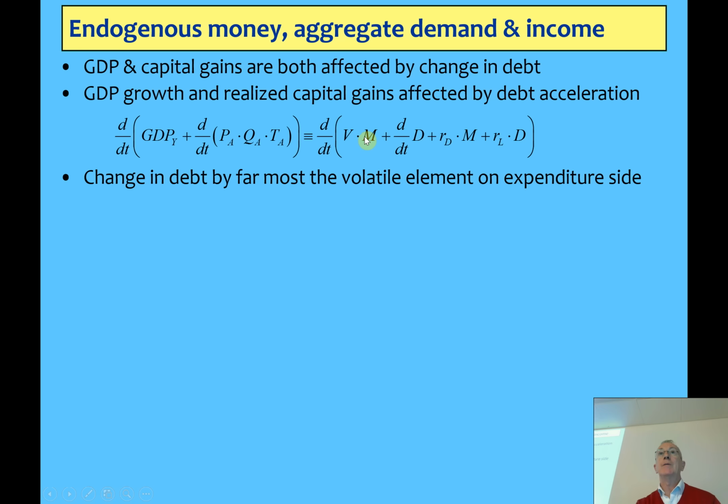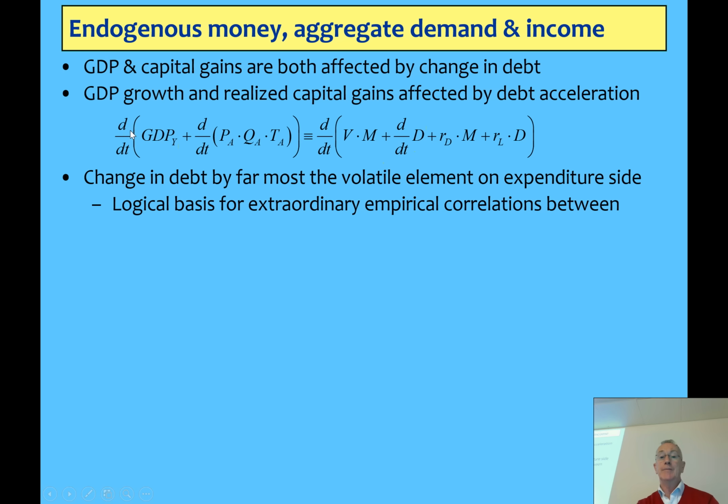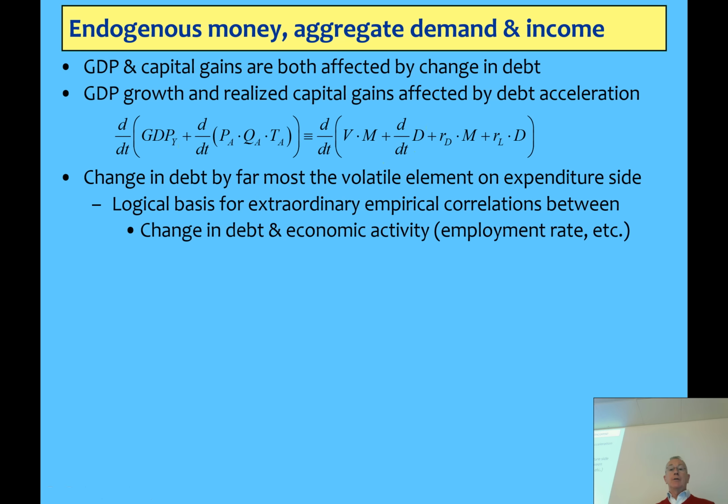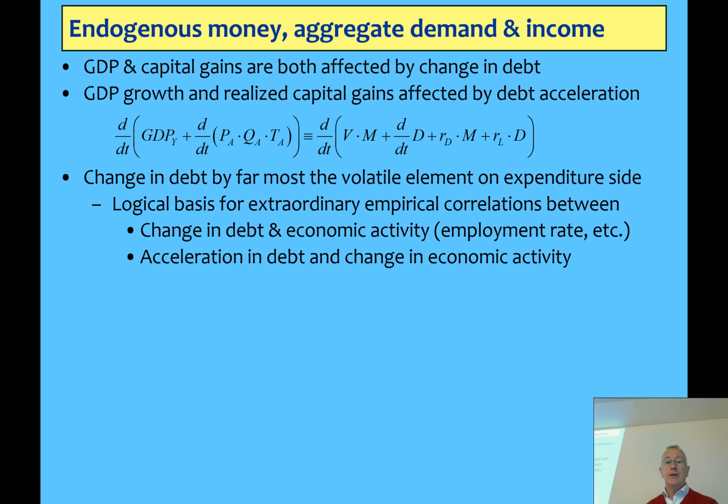Velocity and the amount of money move slowly. Change in debt can be very, very rapid. So fundamentally what you're going to find when you do regressions is the relationship of change in debt to the level of GDP, and acceleration of debt to the change in GDP. That's going to be your dominant relationship. And that's what I've been finding for the last 10 years. When I look at the correlations between change in debt and the level of economic activity, I find outrageously high correlations, which the mainstream ignores for logically sound and institutionally false reasons.